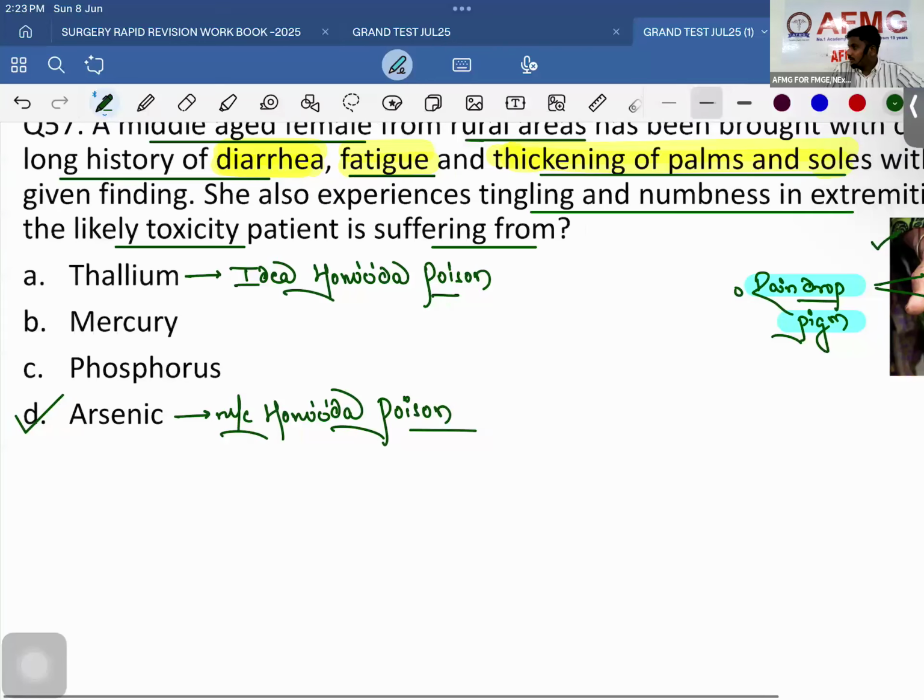ठीक है, so that is what is important to be remembered beta. Ideal suicidal poison is usually cyanide beta. ठीक है, तो याद रखना ये बात. Now important is definitely if I talk about arsenic में एक drawback है बेटा, and what is that drawback? Anybody?